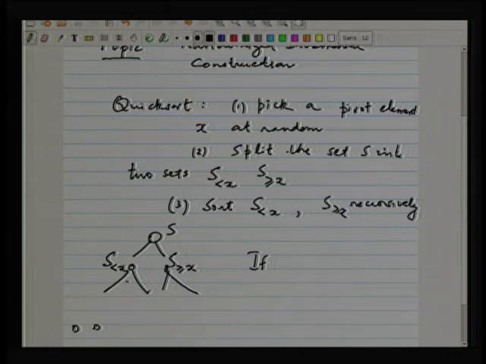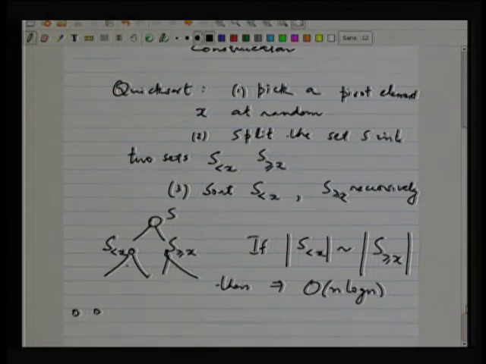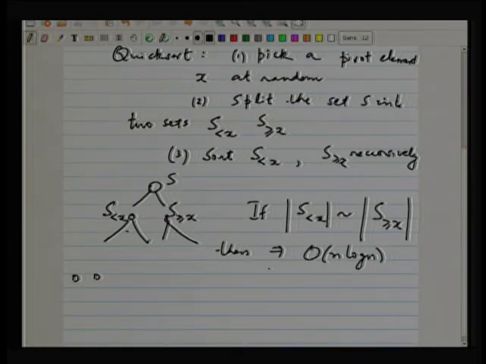And the success or the efficiency of the algorithm really depends on how evenly the pivot partitions the set. Okay. So, if the sizes of these two sets are closely matched, then it implies something like an order n log n algorithm. Since we are not discussing quicksort per se, let me not go into why this is so, but once they are evenly split, the depth of this recursion tree is not going to be more than log n, and at each level of the tree you are doing about linear work.